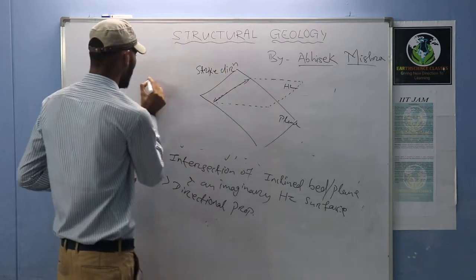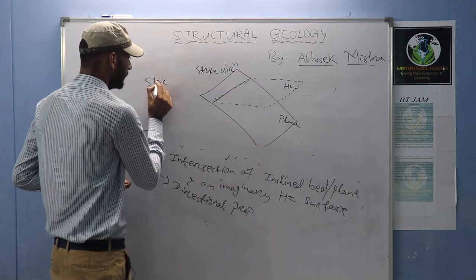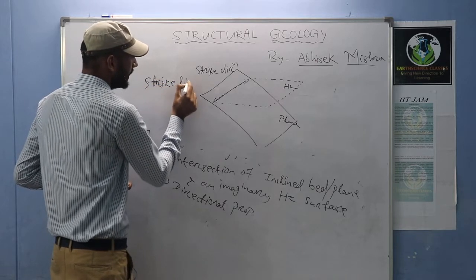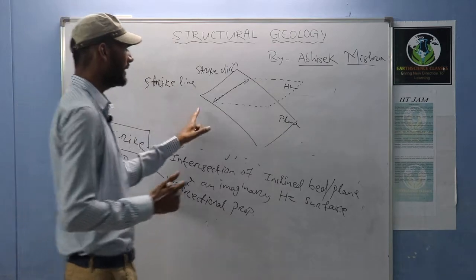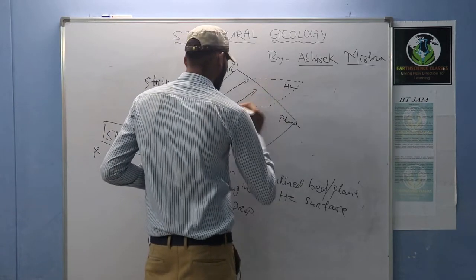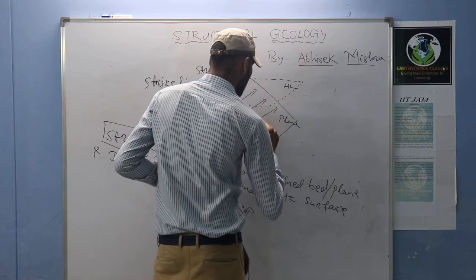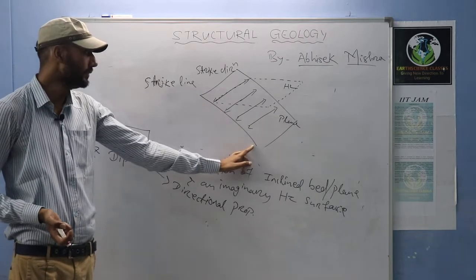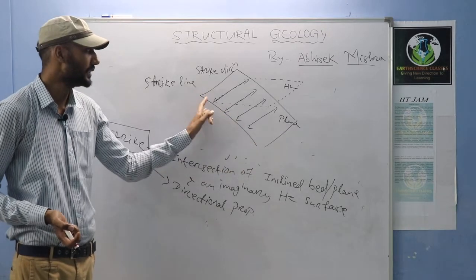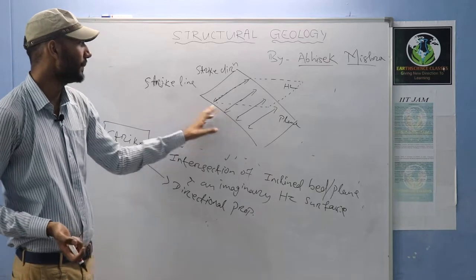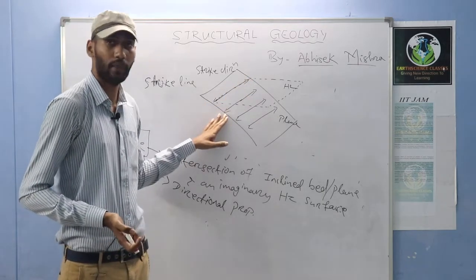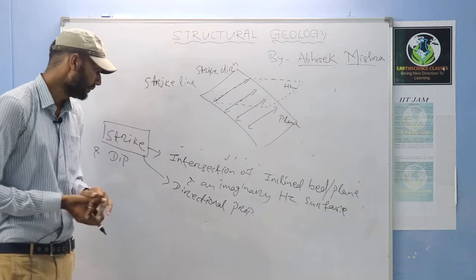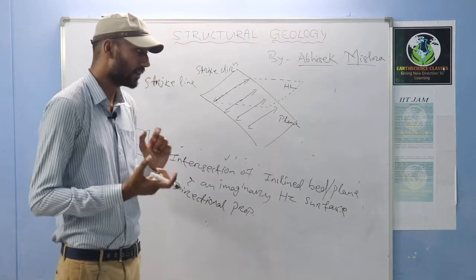Okay, then what is strike line? Any line drawn on the plane which is parallel to the strike direction can be termed as a strike line. Any imaginary line drawn on the plane which is parallel to the strike direction, that means it must be horizontal, is known as a strike line. As I have told, strike has only direction, it does not have any magnitude.